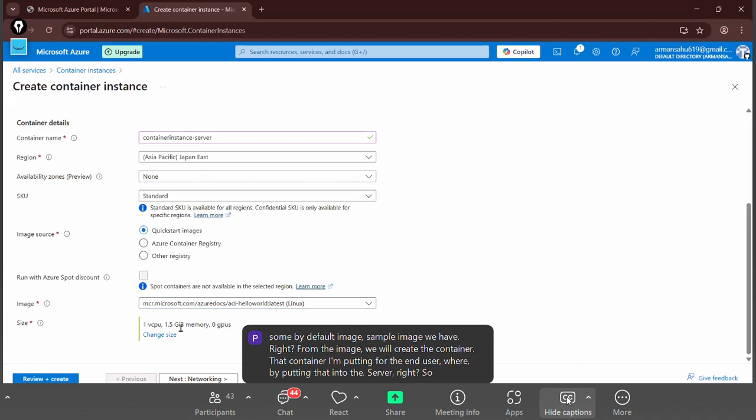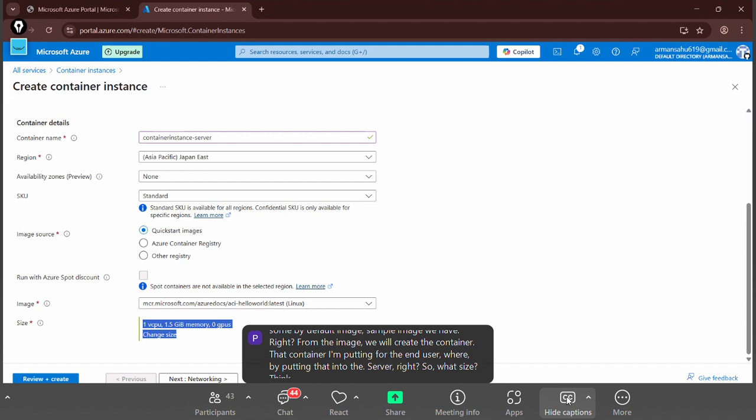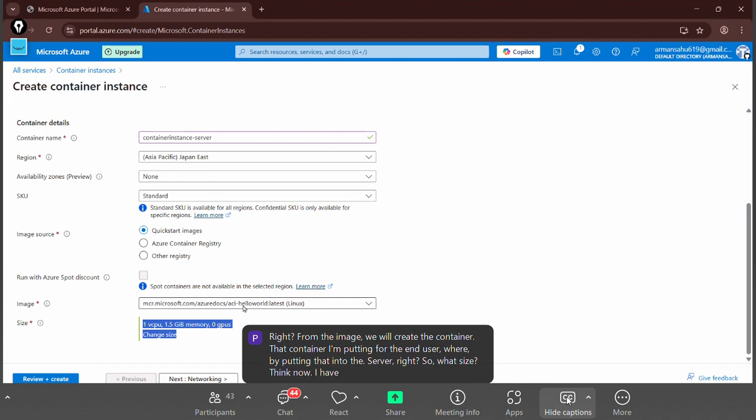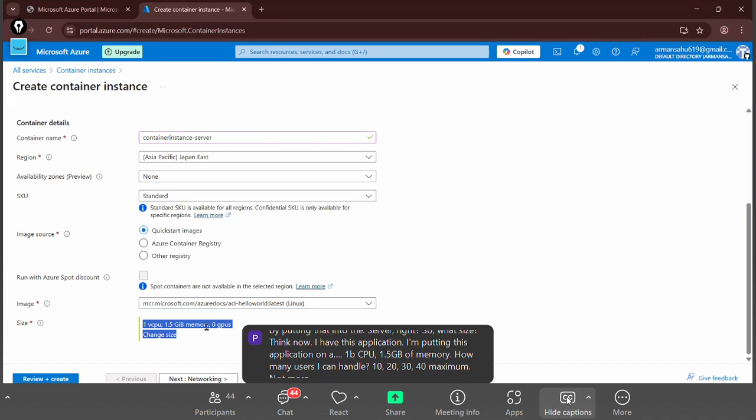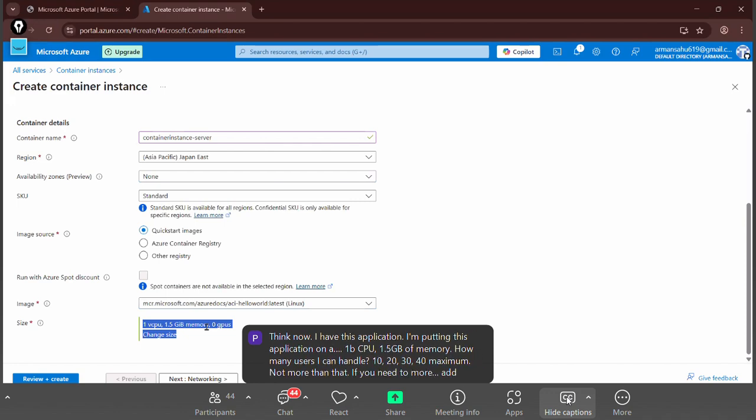So what size? Think now. I have this application. I'm putting this application on a 1 vCPU, 1.5 gig of memory. How many users can I handle? 10, 20, 30, 40 maximum. Not more than that. If you need to add more than that, you have to scale up, right? You have to scale up.